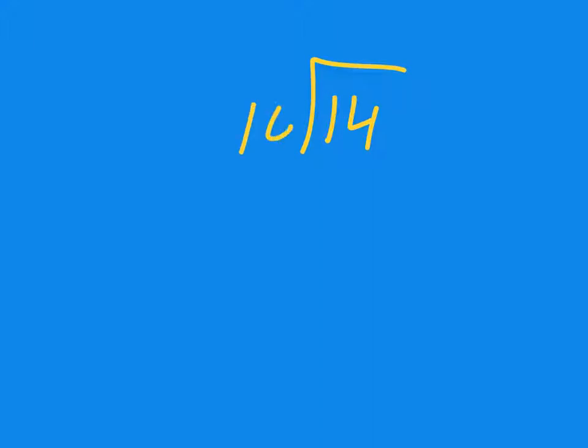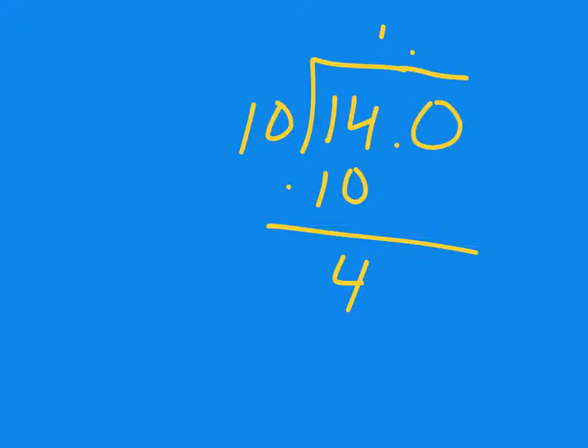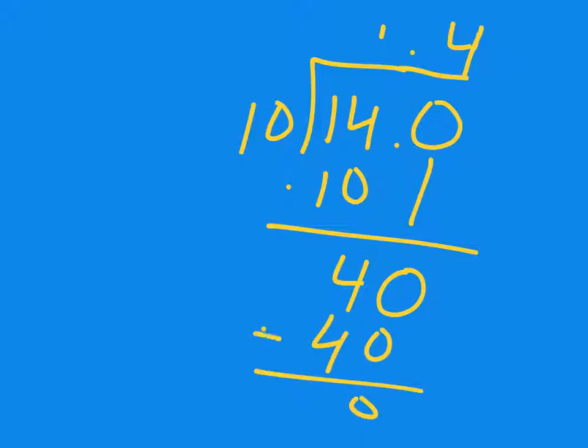Divided by 10. Okay, 10 goes into 14 one time, right? Bring down the 4. If you have to add a 0, put a decimal, bring down the 0. 10 goes into 40 four times, so our answer is 1.4.